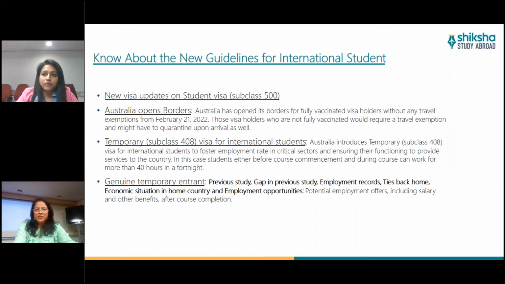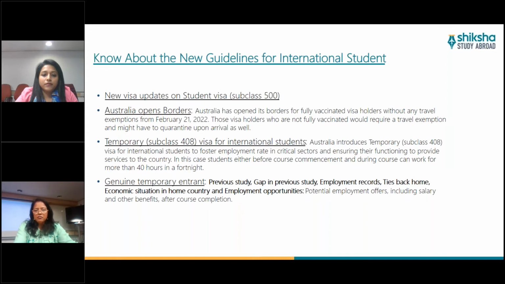A gap in your previous studies of up to 6 to 8 months is acceptable in Australia. More than that, one has to explain it. What are the reasons for the gap? Employment records: keep the employment records properly documented, which means the date of entry and the date of exit.